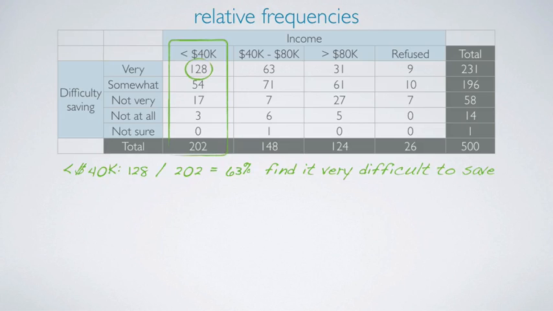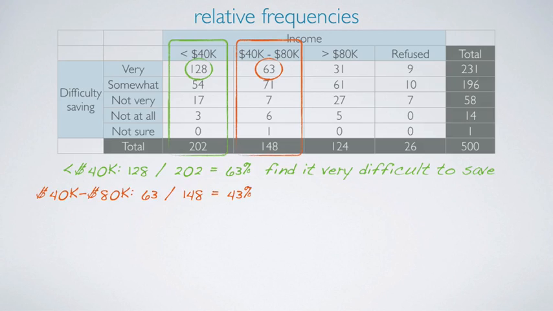Among the 202 people who make less than $40,000 per year, 128 think it's very difficult to save money, which makes up 63%. Similarly, 63 out of 148, those who make between $40,000 and $80,000, or in other words, 43% think it's very difficult to save money. And 31 over 124, only 25% of those who make more than $80,000 think it's very difficult to save money. For completeness, let's go through the same calculation for those who refuse to share their income as well.